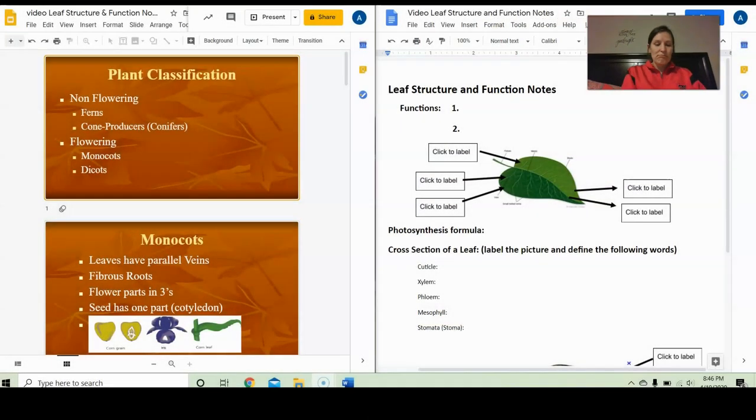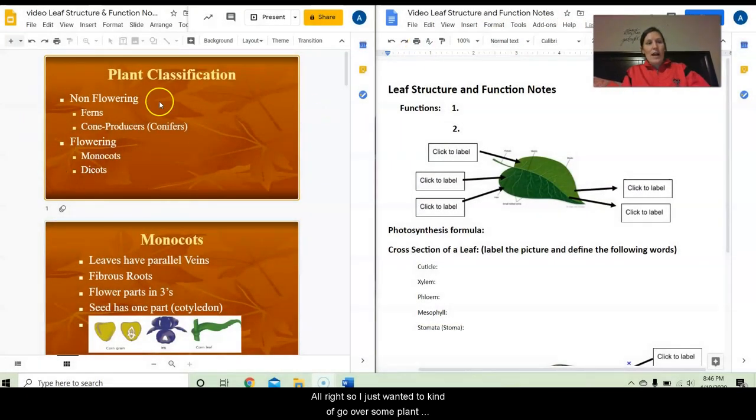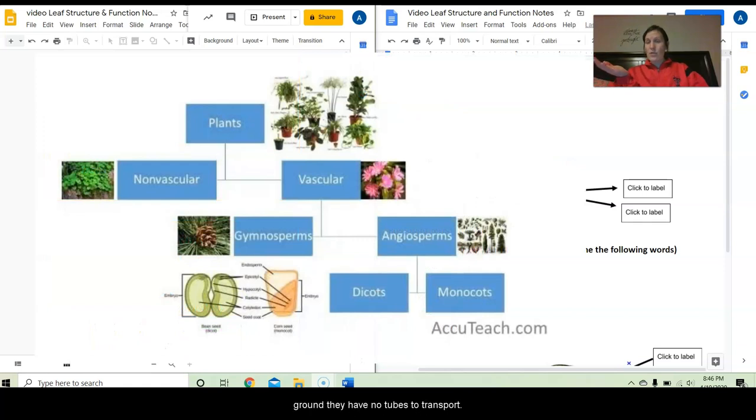But here we go. All right, so I just wanted to kind of go over some plant classification for you. I've already talked about it. You have plants that aren't vascular, non-vascular plants. It's going to be like your mosses that stay low to the ground. They have no tubes to transport. And then you have vascular plants, and your vascular plants evolved later. They have tubes, therefore they can transport water up and food down. So they can grow off the ground. They don't have to stay close to water. They don't have to stay low to the ground.